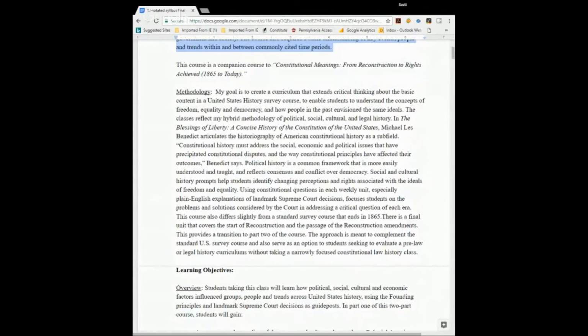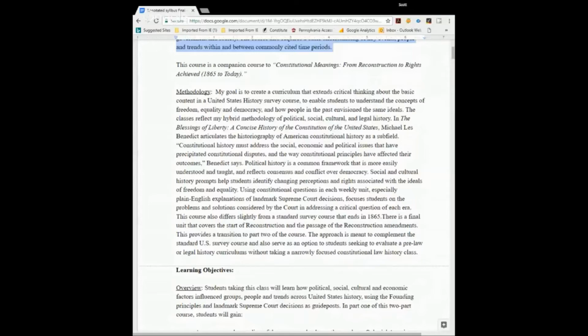I'm using a hybrid methodology, which is a combination of political history, social history, cultural history, and legal history. And there is a subfield. It's not a big subfield. It's called constitutional history or constitutionalism. The core book I'm going to use in both classes is from a professor emeritus from Ohio State, Michael Les Benedict. In his introduction, he gets into the theory of the historiography behind American constitutional history as a subfield. His key quote is, "Constitutional history must address the social, economic, and political issues that have precipitated constitutional disputes and the way constitutional principles have affected their outcomes."